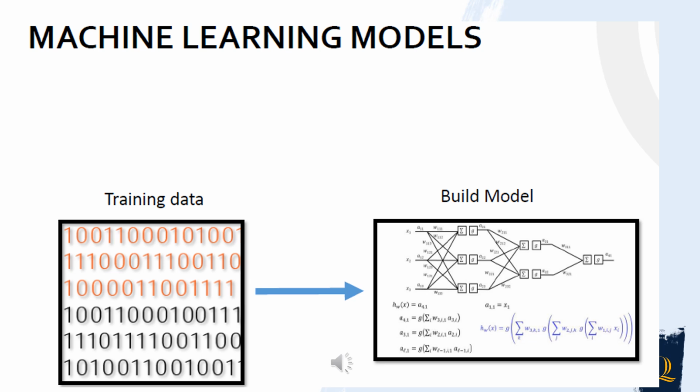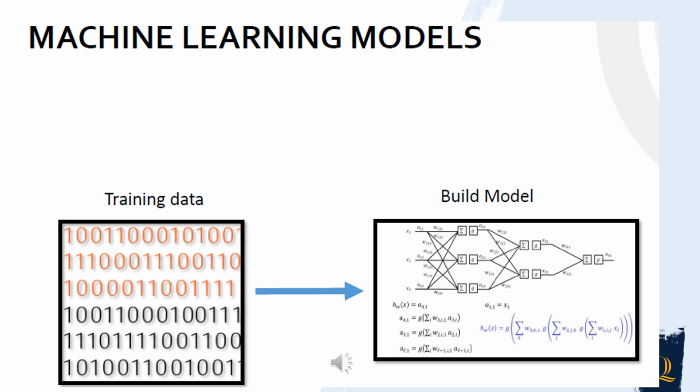Next, we build the model. This involves training the machine learning algorithm to recognize patterns and make predictions based on the training data. This step involves setting up a structure, like neural networks or other types of models, where data flows through various layers of interconnected nodes or neurons. Each connection between nodes has a weight associated with it, and these weights are adjusted during training to minimize errors and improve the model accuracy.